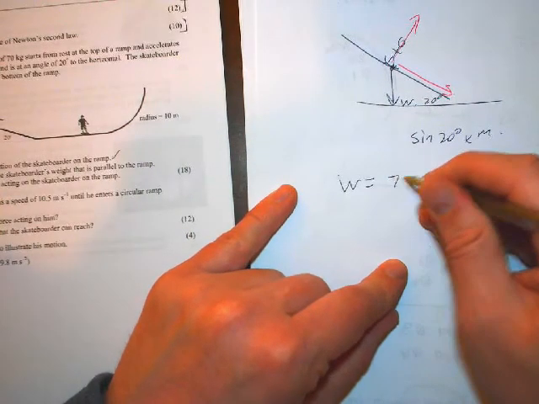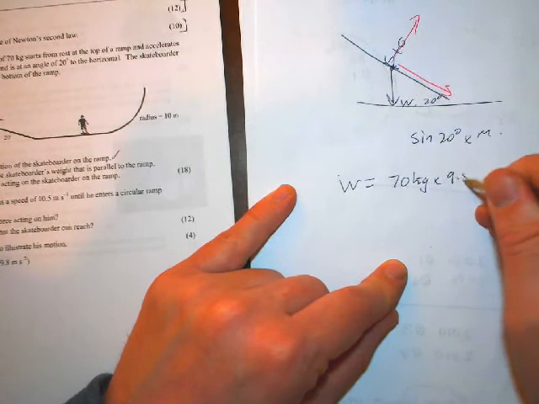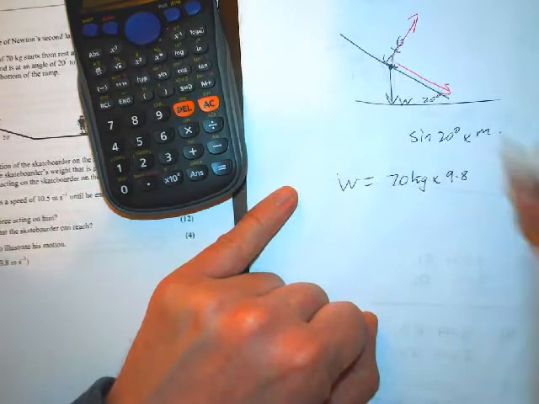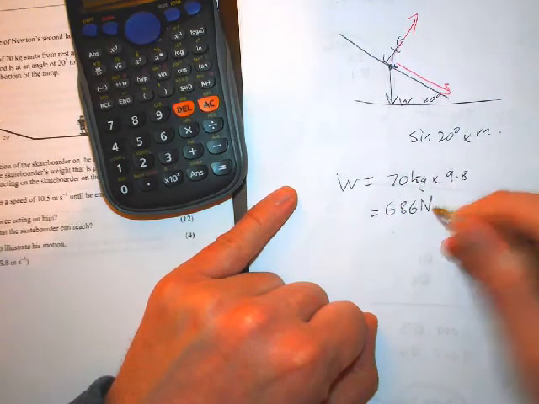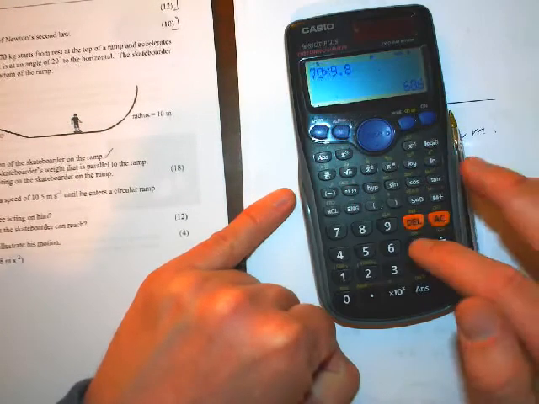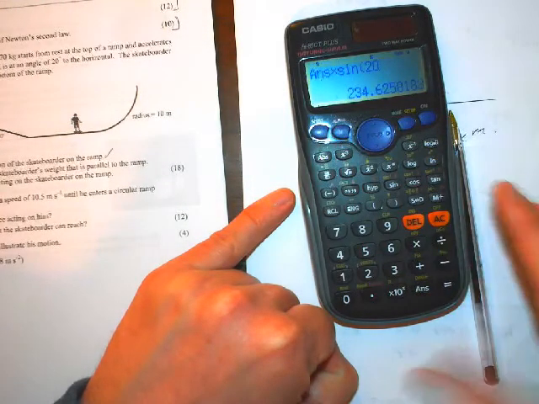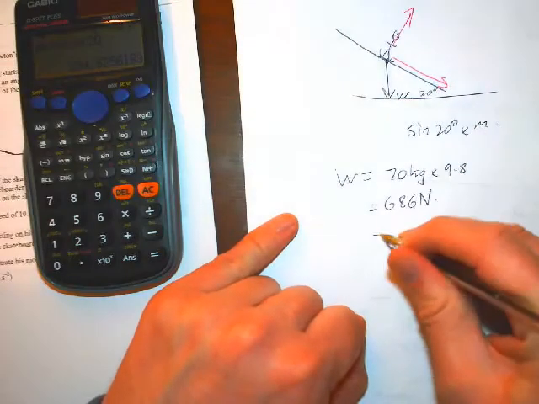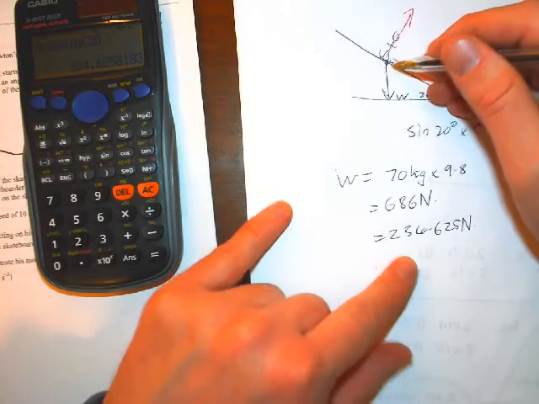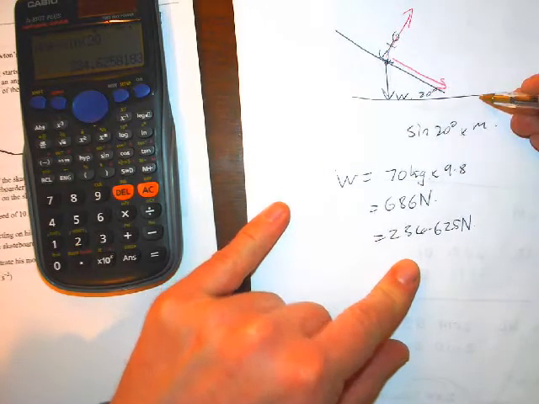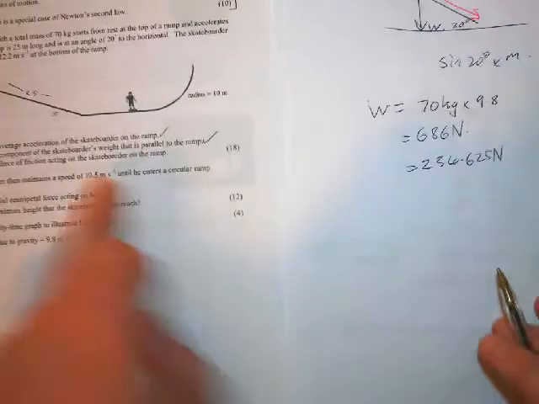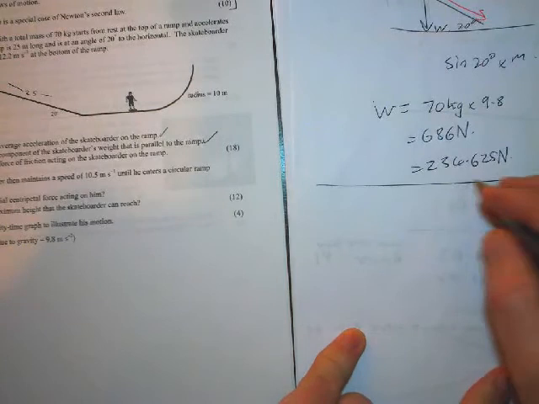So let's get the weight in total first. His weight, or her weight, is 70 kilos times the acceleration due to gravity, which is 686 newtons. And the component of that which is parallel to the plane is that times sine of 20. So I'm going to keep that answer in my calculator. Times sine 20 gives me a component of 234.625 newtons. I'll keep all the precision, why not? So that's how much of the skateboarder's weight is bringing them down the ramp. That's part 2. Finally, find the force of friction acting on the skateboarder on the ramp.